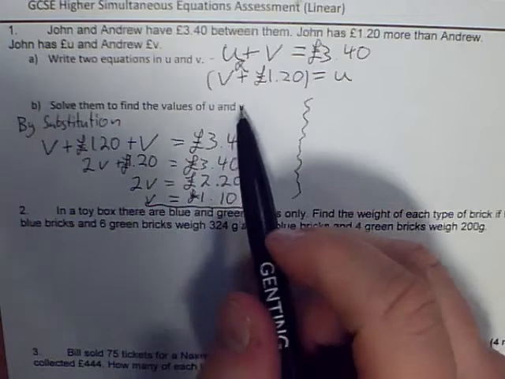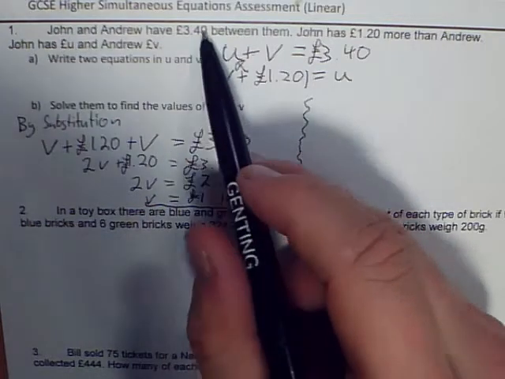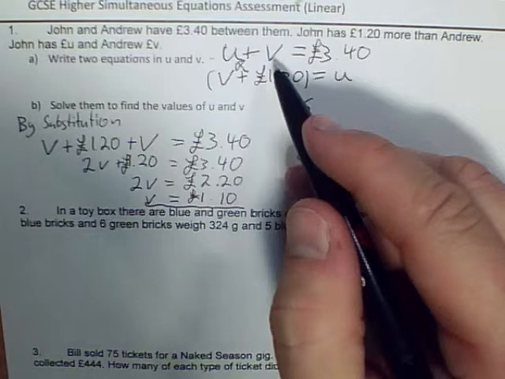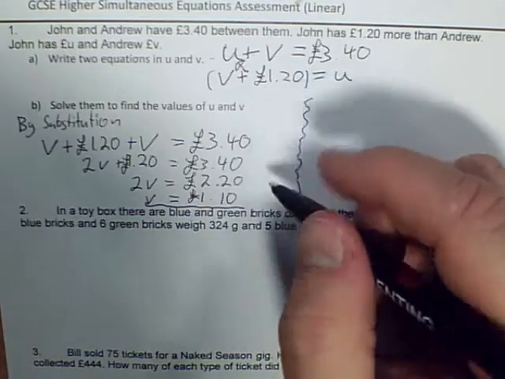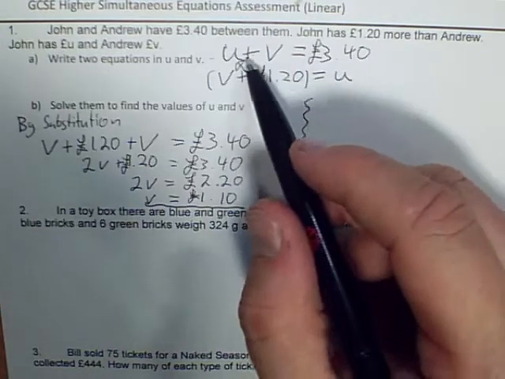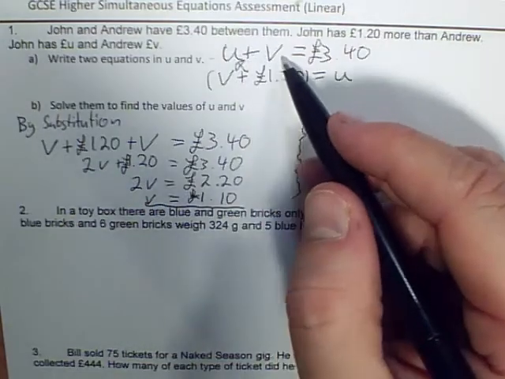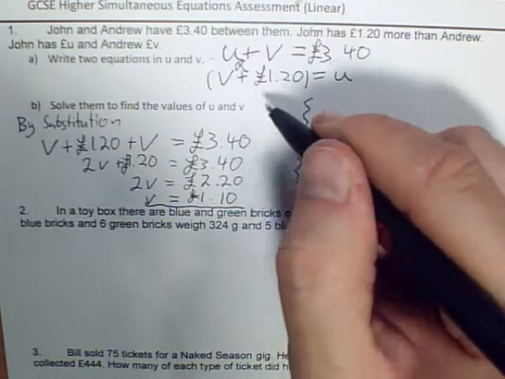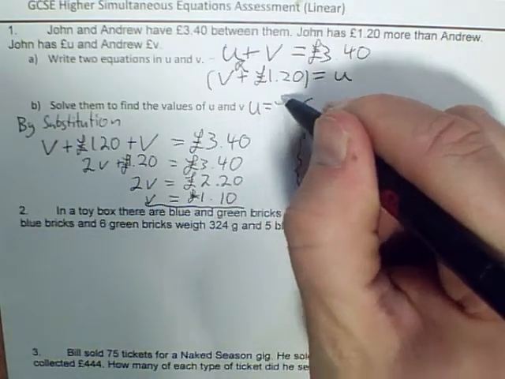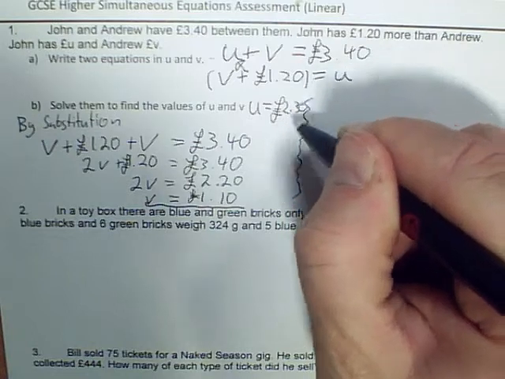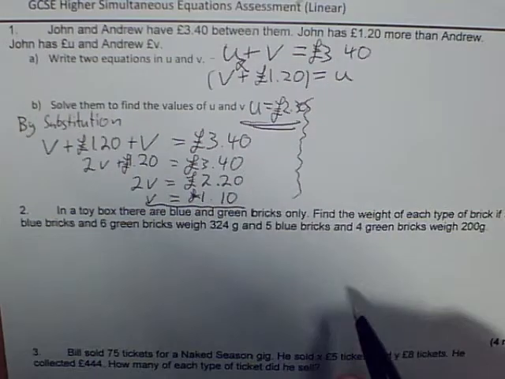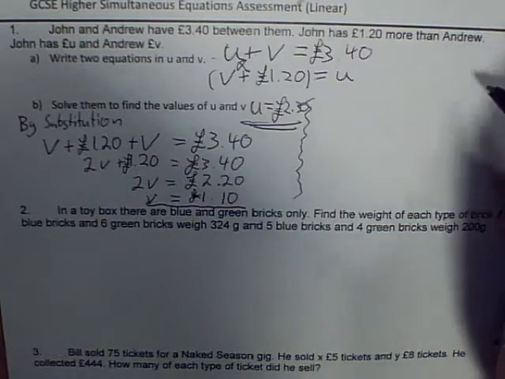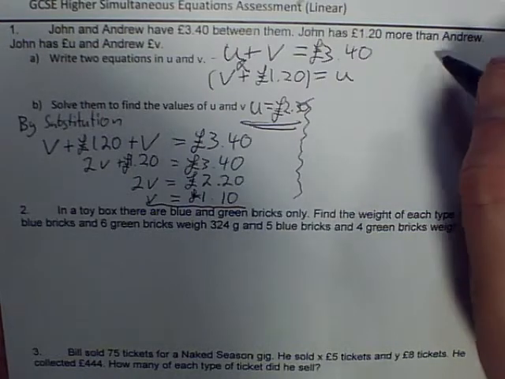Not quite finished. If V is £1.10, and they've got £3.40 between them, I can substitute V back into here, so U plus £1.10 equals £3.40, so that means U must be equal to £2.30. It's probably easiest to do that by substitution. You can do it by elimination. Let's have a look how.